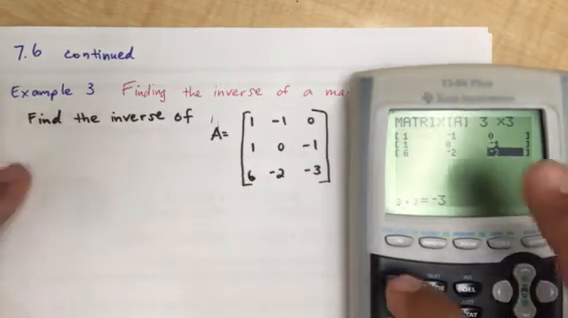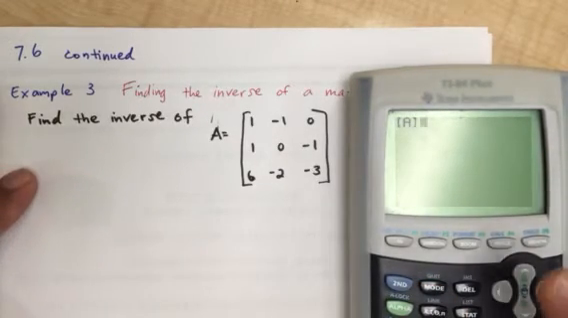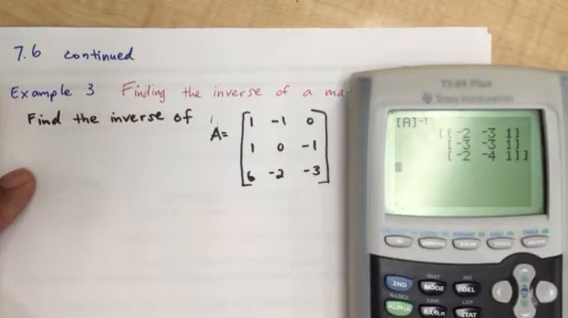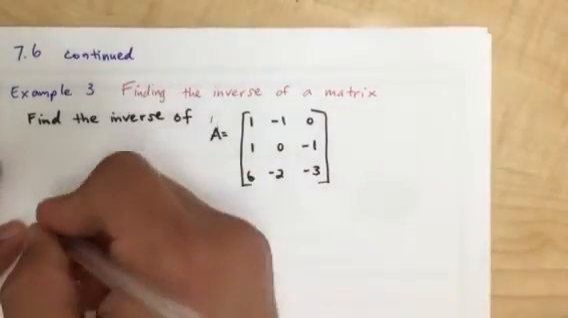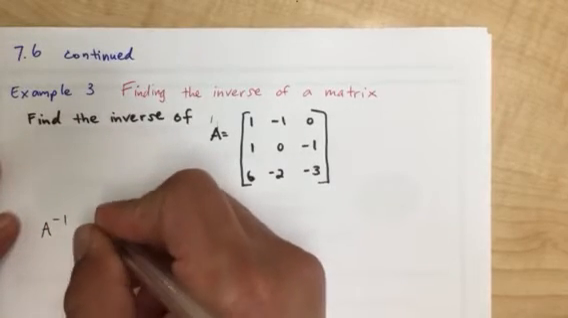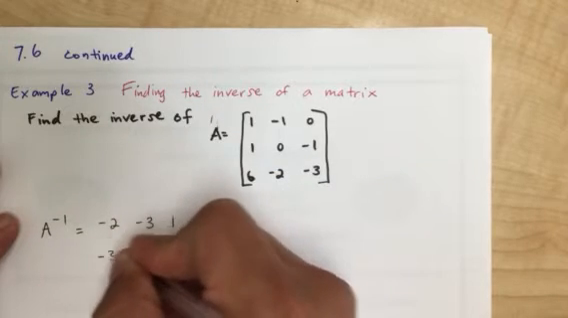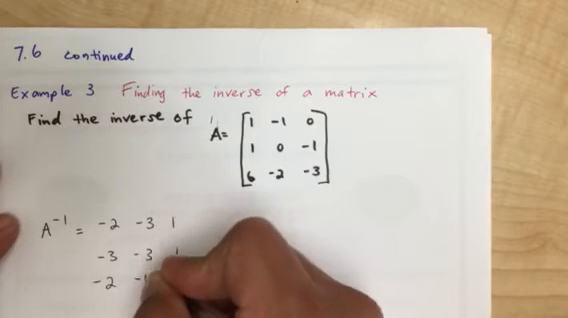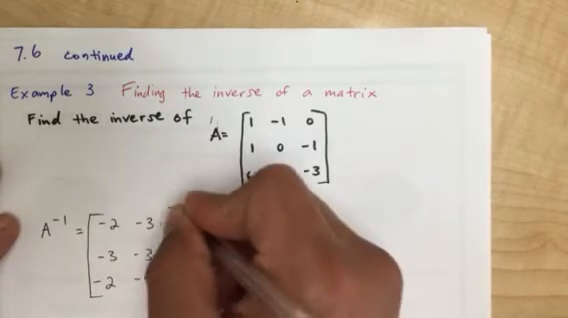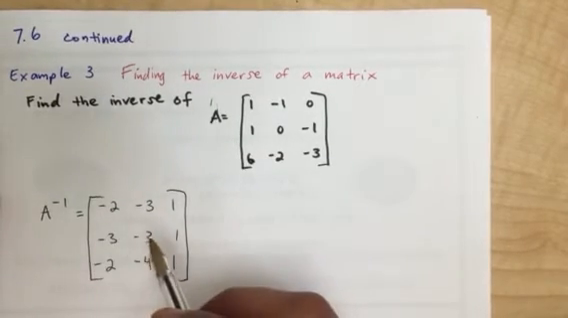So there are the entries, and now I'm going to go to the quit screen. I'm going to enter matrix A and calculate the inverse of that, and we get -2, -3, 1, and so forth. So the inverse for this matrix is equal to -2, -3, 1, -3, -3, 1, -2, -4, 1. Using the calculator, this is our inverse for matrix A.